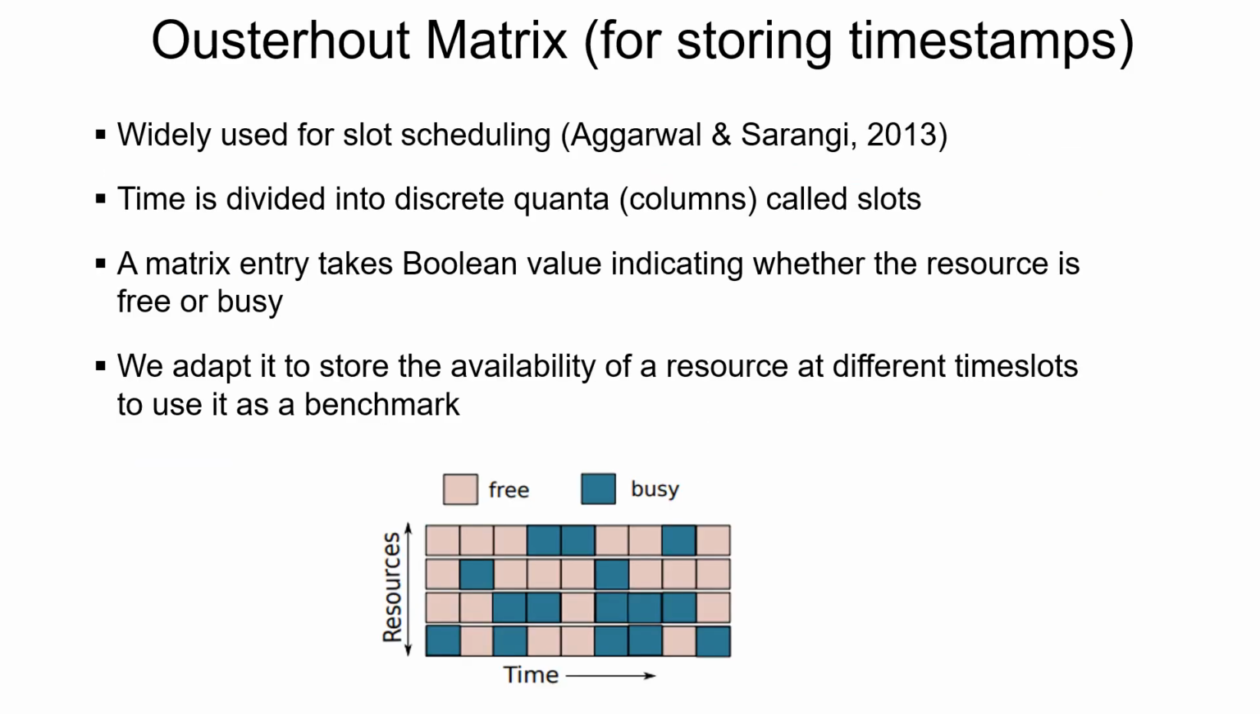Once we have generated the timestamps for each resource, the next step is to store the timestamps in different data structures. Here we first started with using the Ostrowski matrix, as this is the widely used matrix for slot scheduling. Here the time is divided into slots, and a Boolean value indicates whether the resource is available or not available at a particular slot.